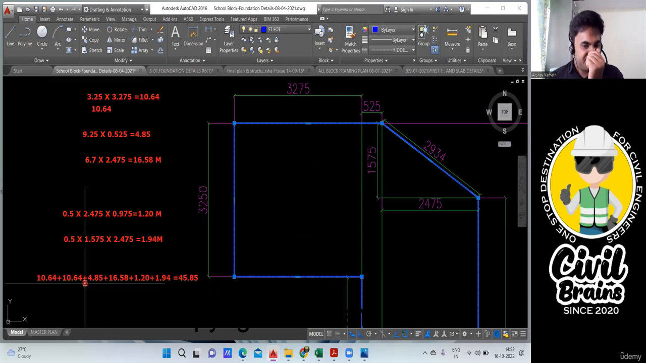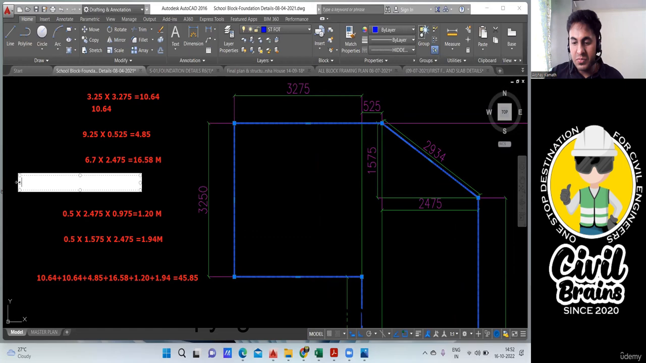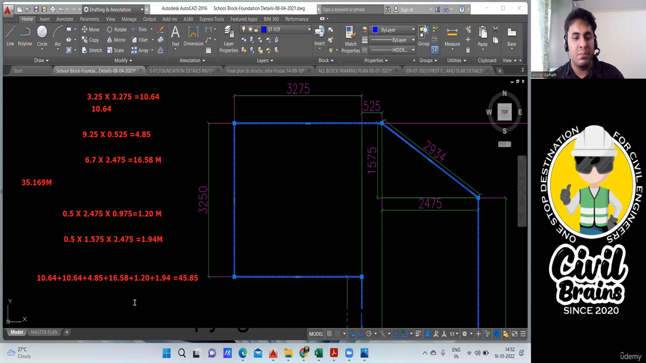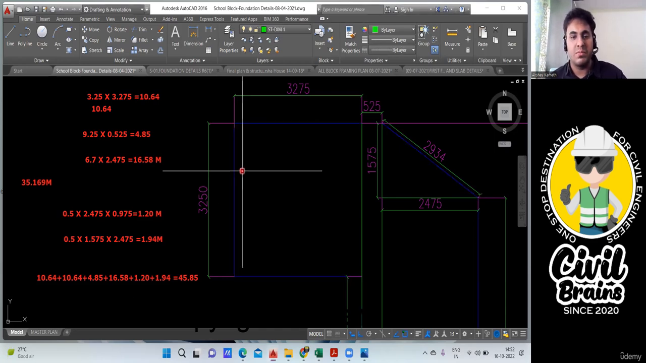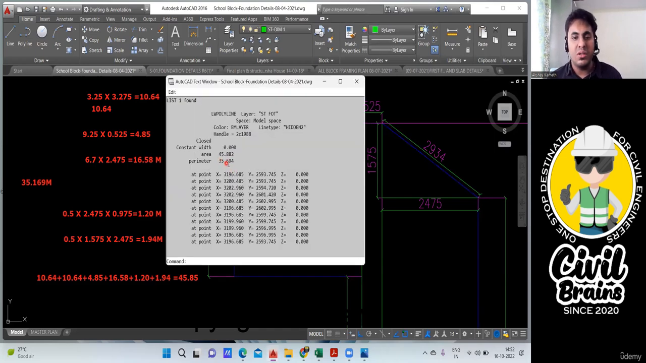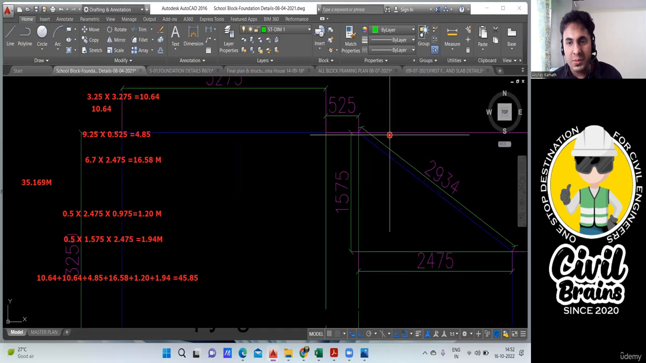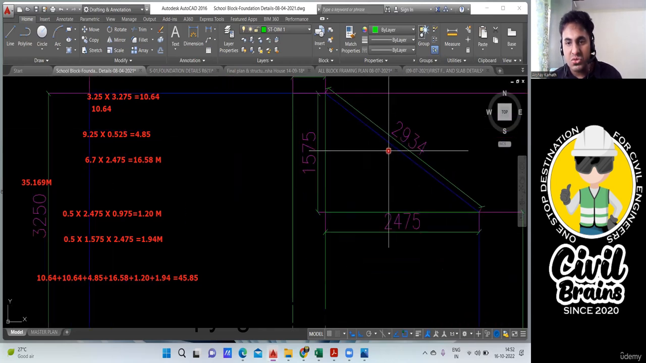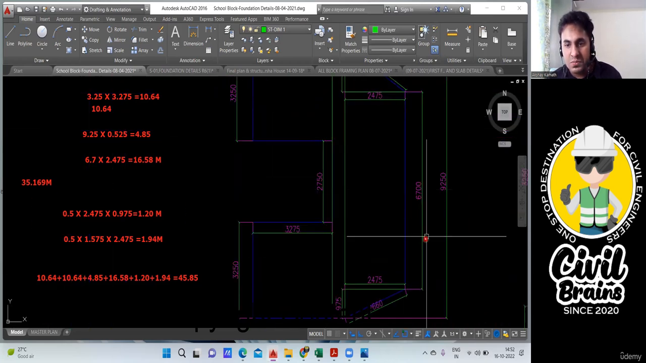I'll write it here. I'm getting 35.169 meter. And let me check how much I got in my AutoCAD. LI, enter. 35.694. I got 169 here; in AutoCAD I'm getting 35.694. So I think somewhere we have made a mistake. We need to rectify that now.